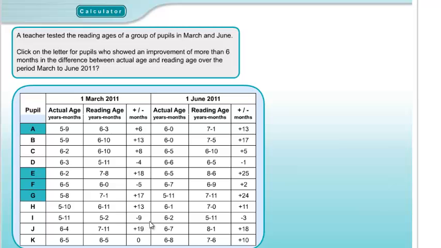Pupil I is an improvement, even though it's a negative number. It's an improvement of 6 months, but we're not going to click it because the rule says it had to be more than 6 months, so we're going to leave him alone as well. Pupil J, that's only a 1-month difference, and pupil K, he improved by 10 months, so we'll click him as well. So those are the 5 students who improved by more than 6 months.